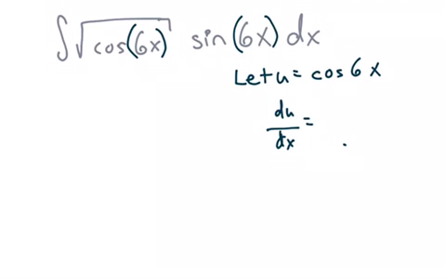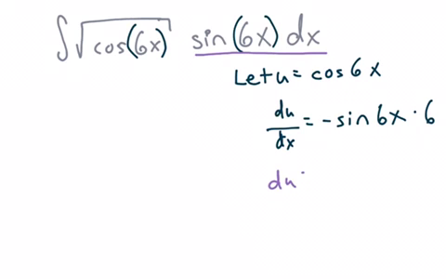dx equals, now don't forget about how to do the chain rule here. So the derivative of the outside is going to be negative sine 6x. Derivative of the inside is 6. And so we can see here that we have sine 6x dx here. So let's multiply both sides by dx.